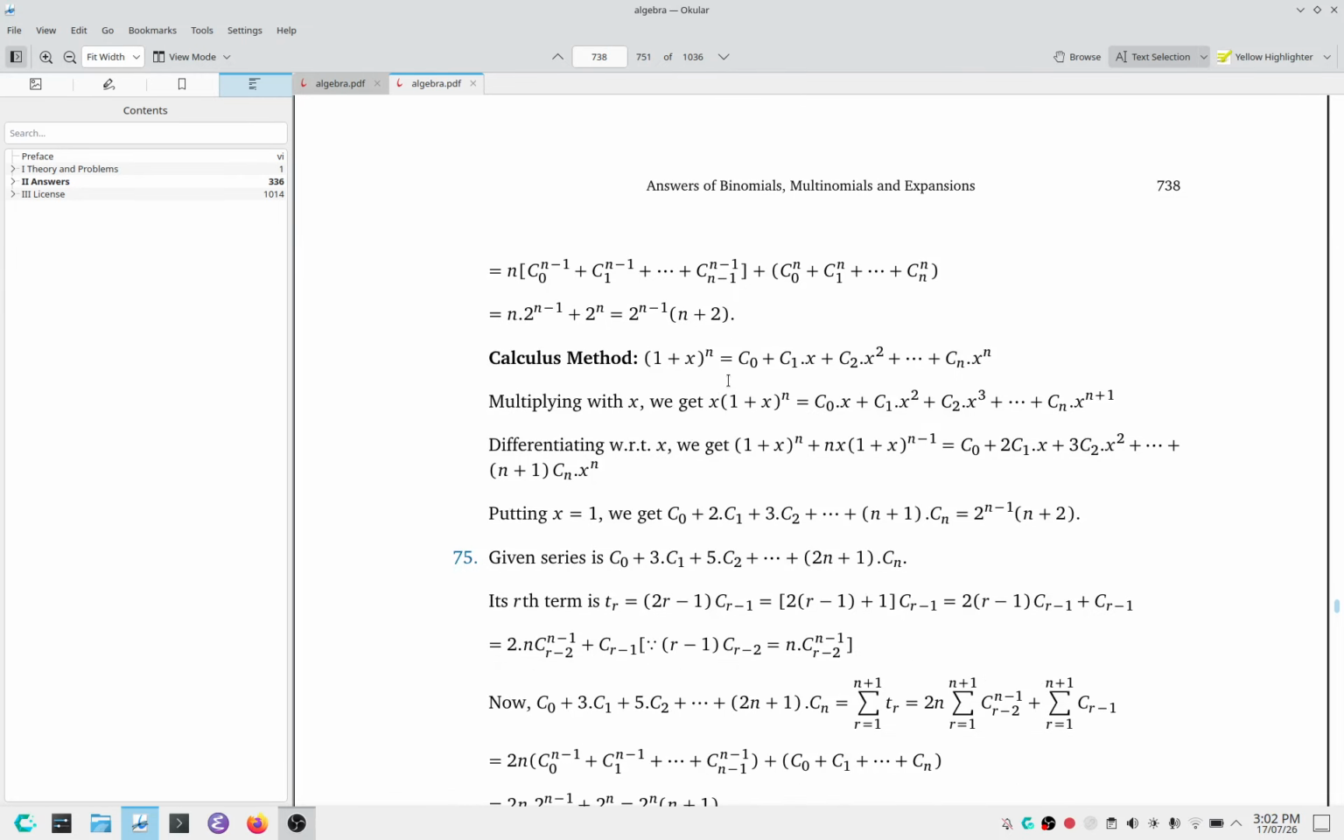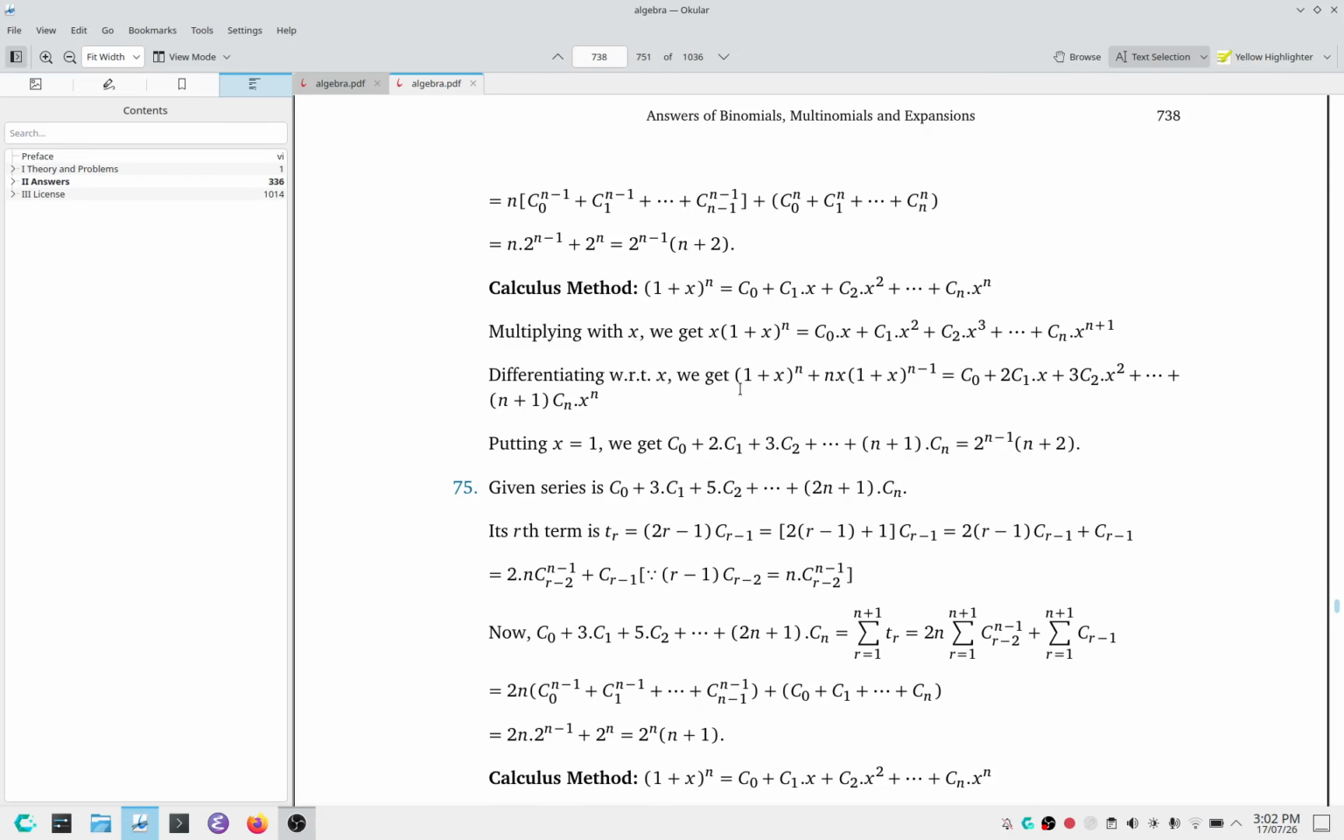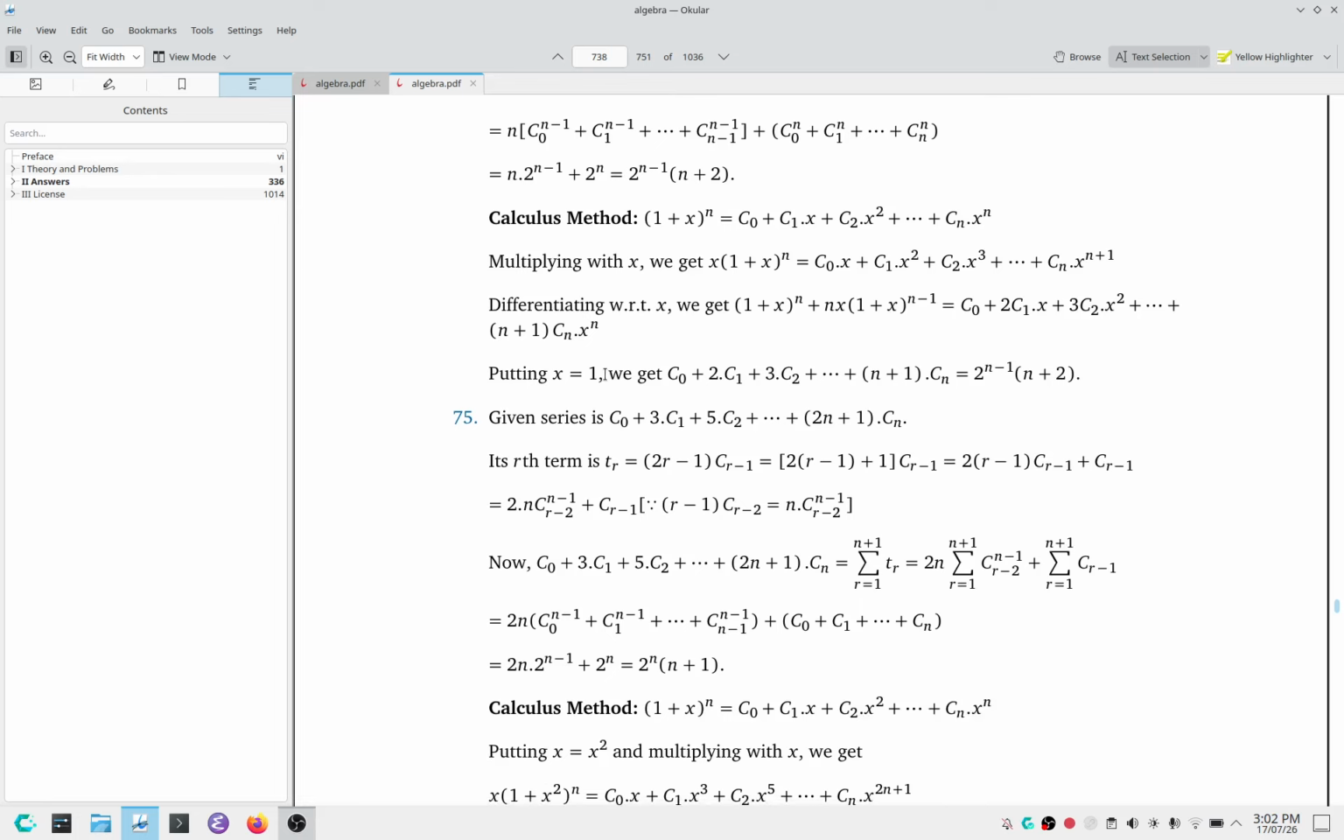Now the calculus method is we have this series, we multiply with x, we get c0x plus c1x square plus c2x cube up to cnx^n. Now we differentiate with respect to x, we get (1 plus x)^n plus nx(1 plus x)^(n-1) is equal to c0 plus 2c1x plus 3c2x square and so on. Now we put x is equal to 1 and we get c0 plus 2c1 plus 3c2 up to (n plus 1)cn is equal to 2^(n-1) times (n plus 2).